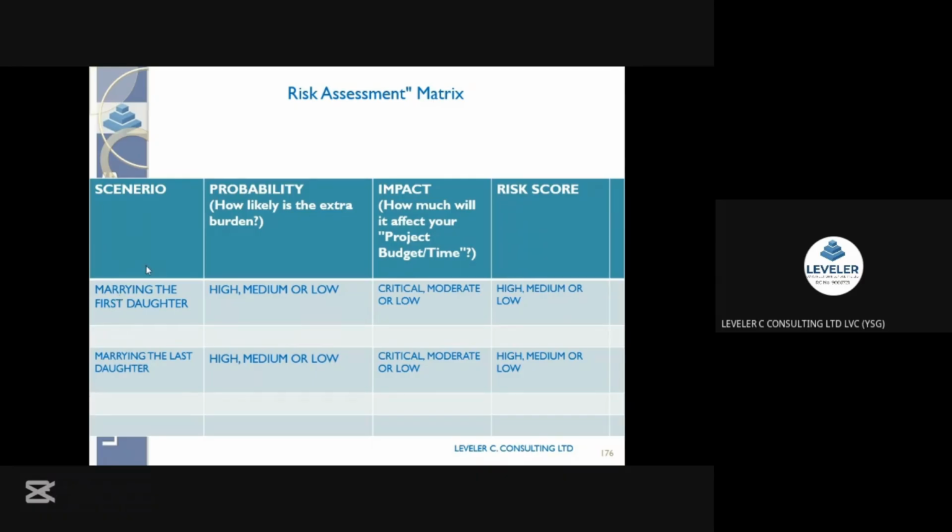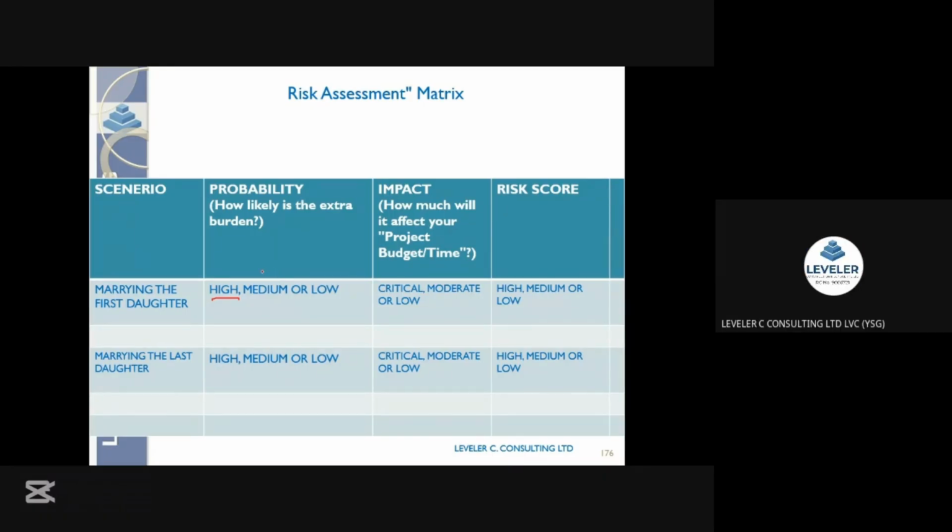So marrying the first daughter, you are saying the probability, how likely is the extra burden? You say it is high. Am I correct? You are saying it is high. So now let's look at impacts. How much will it affect your project budget and time? Is it going to be critical, moderate, or low? The impact now, is it going to be critical, moderate, or low? Critical, low.